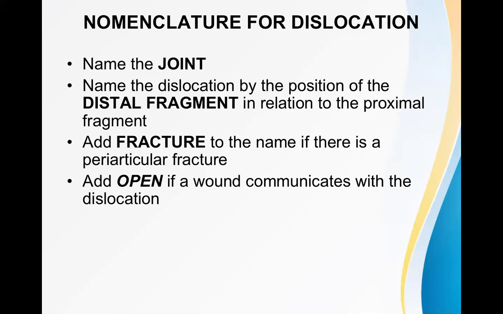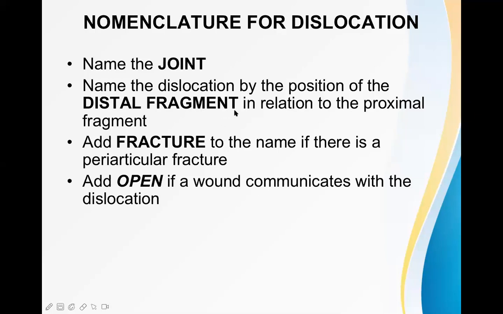Now, we have to give the name of that dislocation. For example, if it is a shoulder dislocation, how do we tell if it is an anterior dislocation, posterior dislocation, inferior dislocation, open dislocation, or whether it is associated with a fracture or not? So how to give that name? Pay attention, though I have already explained this to you. First of all, we have to name the joint which is affected here. And we all know that from our anatomical knowledge. How do we know that is a shoulder joint? Because we identify that's a humerus or that's the scapula. So the joint between them has to be the shoulder joint. That's the first thing. Second, name the dislocation by the position of the distal fragment in relation to the proximal fragment.